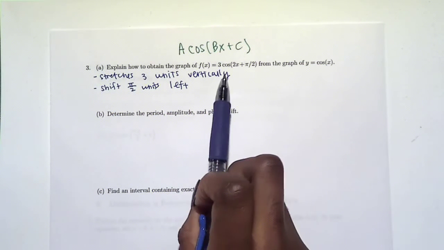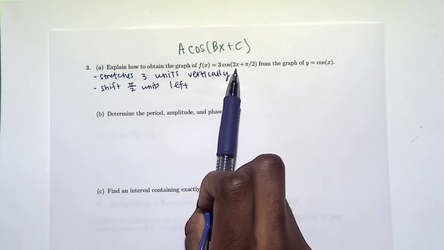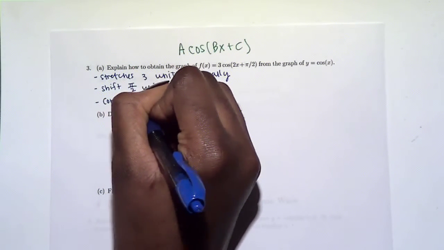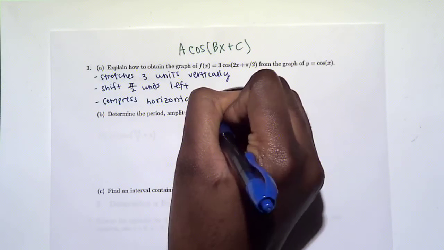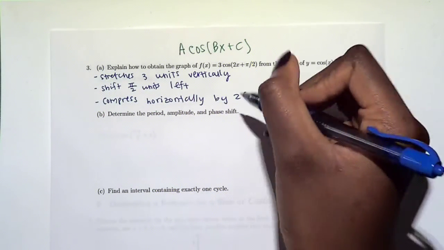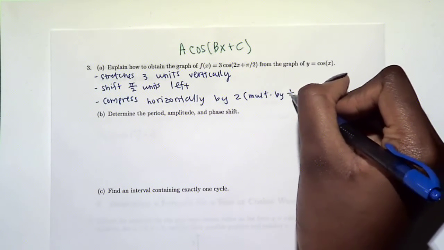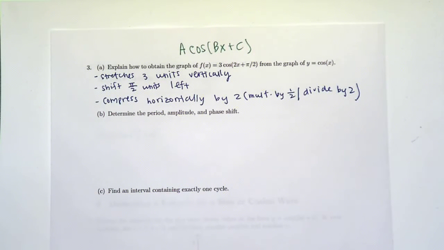And then this 2 multiplied by x. So remember how things work with x values. It's always the opposite. So we're going to compress horizontally by 2, which means that we're multiplying by 1/2, or dividing by 2. So many ways to say this. Okay, so that's what we expect to happen. So let's go ahead and go through the process, find all the pieces, and then graph our function.